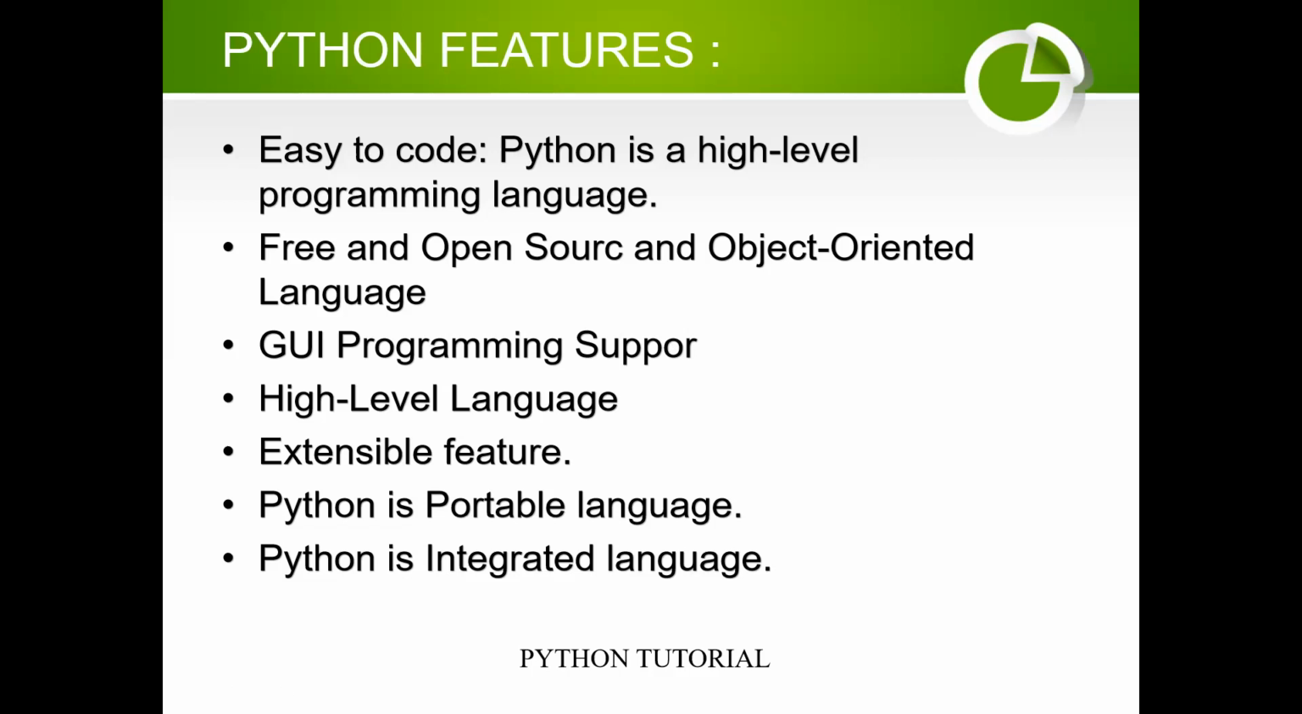Extensible feature. Python is an extensible language. We can write some Python code like C, C++ language. Also, we can compile that code in C, C++ language. Python is also a portable language. For example, if we have Python code for Windows, we can run it on Unix, Linux, Mac, all those things. And Python is an integrated language, easily integrated with other languages, and an interpreted language also.